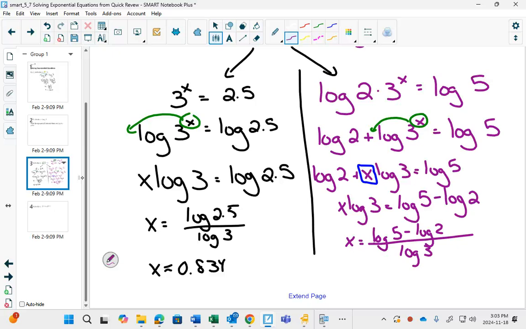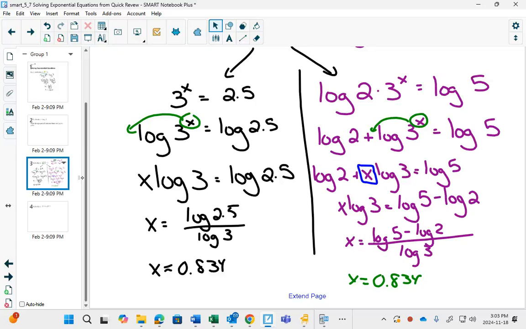Some of you probably recognize, hey, but subtracting logs is like dividing, so it is exactly the same. And if I type this in, I would get 0.834, just the same as the other side. The purple side is not wrong. It just has more potential for making an error.